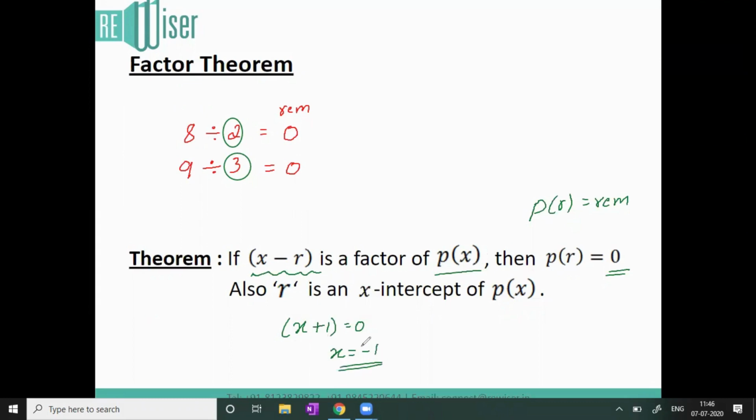This one is the root of your polynomial. And the root of your polynomial, whenever you draw it on your xy plane, is the same as the x-intercept of the polynomial. So this is what the factor theorem is.